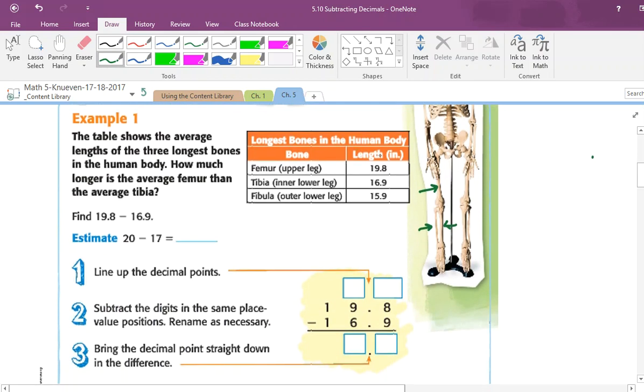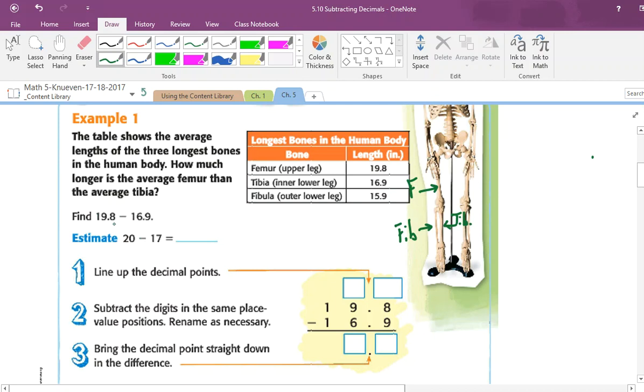The table shows the average lengths of 3 longest bones in the human body. How much longer is the average femur than the average tibia? If we look at our skeleton here, the femur is up here at the top part, and then we have our fibula, and then we would have our tibia on the other one. But either way, we need to look at what is a reasonable answer we should end up with.